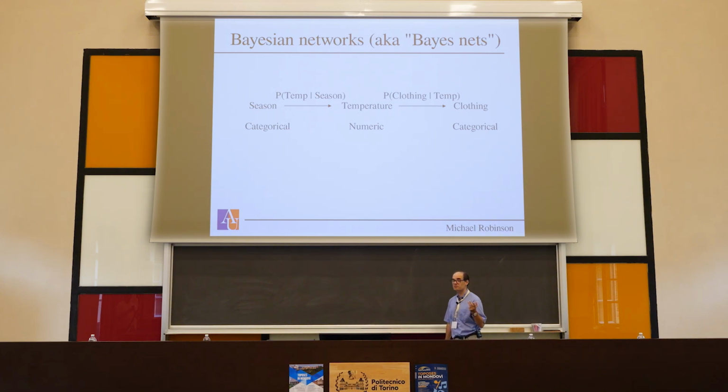On the other hand, temperature, pretty sure that's numeric. I can read the thermometer and it tells me a number. And clothing, well, clothing is categorical as well. I can choose a short sleeve shirt or a long sleeve shirt. And I only have a finite number of them available to me in my closet at any time. Okay. So how do I translate this into an equation system and hence into a sheaf?